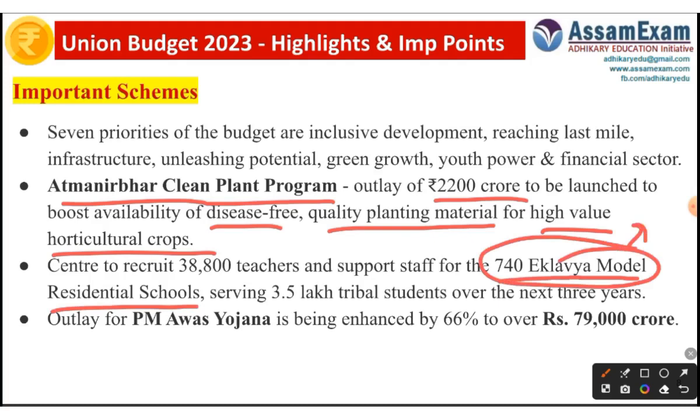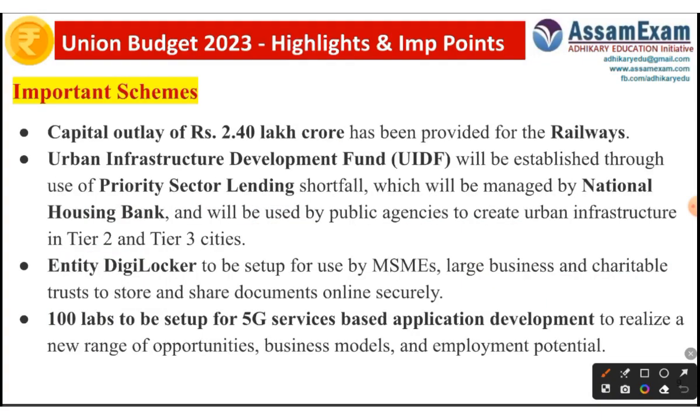Then the outlay for Pradhan Mantri Awas Yojana has been enhanced by 66% to almost 79,000 crore. Capital outlay of 2.4 lakh crore has been provided for the railway. And the Urban Infrastructure Development Fund, UIDF, will be established through the use of priority sector lending shortfalls, which will be managed by the National Housing Bank, and it will be used to create urban infrastructure in tier 2 and tier 3 cities, that is smaller cities, not the main metro cities.